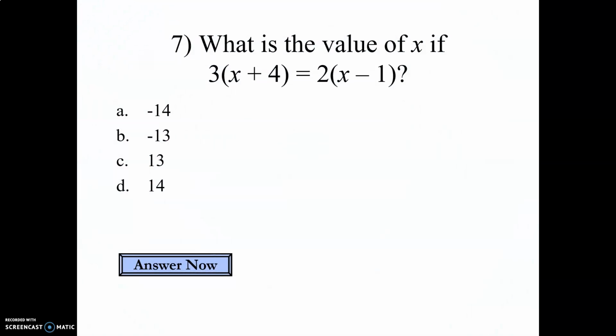Okay. 3 times the group of x, 3x plus 4 equals 2 times the group of x minus 1. This is where distribution might be a little bit easier to help you solve it, rather than trying to divide by 3 or divide by 2. Okay, should get -14 for that. I'll let you pause and figure that one out.